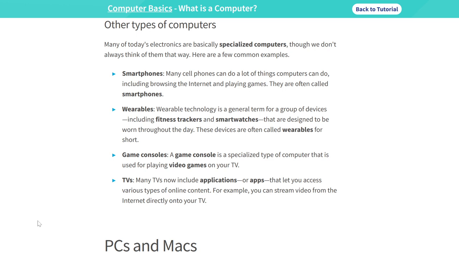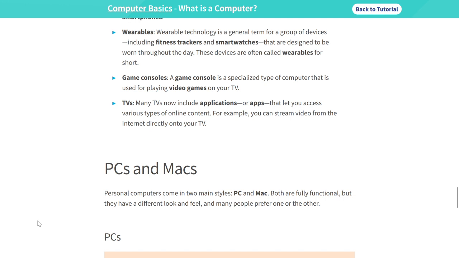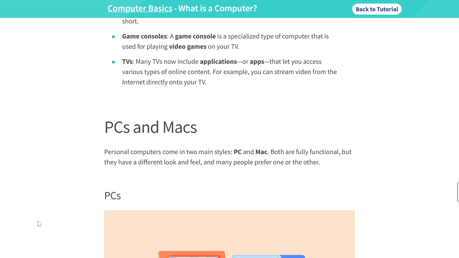Wearables. Wearable technology is a general term for a group of devices, including fitness trackers and smartwatches, that are designed to be worn throughout the day. These devices are often called wearables for short. Game consoles. A game console is a specialized type of computer that is used for playing video games. TVs. Many TVs now include applications, or apps, that let you access various types of online content. For example, you can stream video from the internet directly onto your TV.